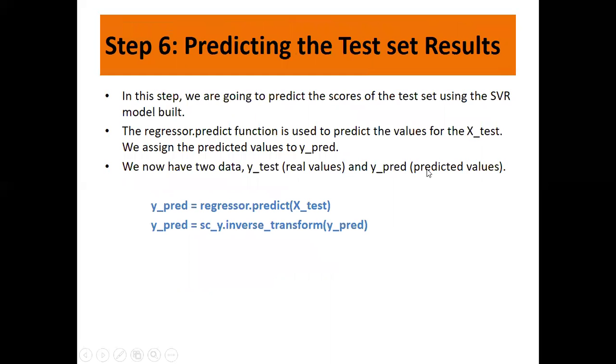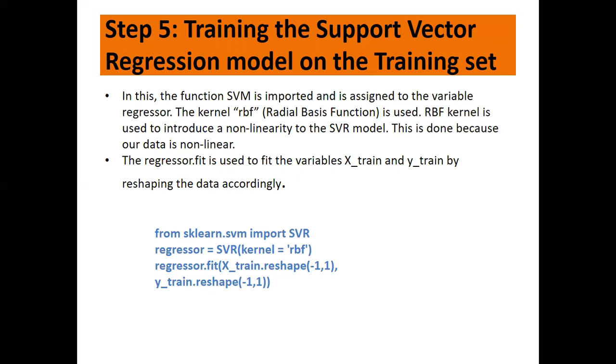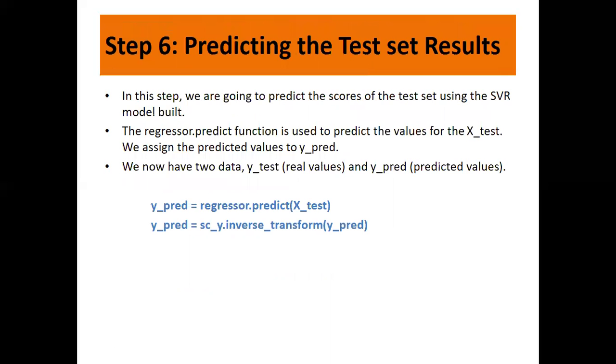Fine. Now the next step we have is predicting the test set result. So here we have trained our data set and now we are going to predict the test set results. We are going to check whether it's trained properly or not by passing the test data here. In this step, we are going to predict the scores of the test set using the SVR model we have built. Here we are using the regressor.predict function to predict the values for the X test and then we assign the predicted values to Y predict, right? So here predicted values are stored in the Y predict.